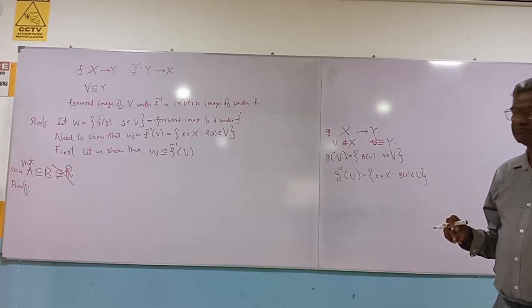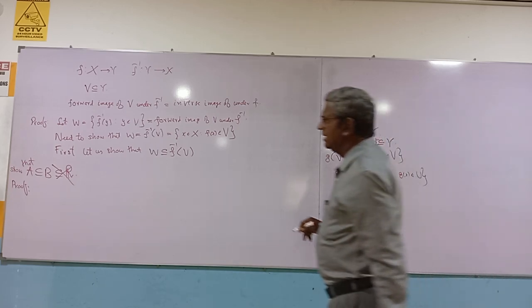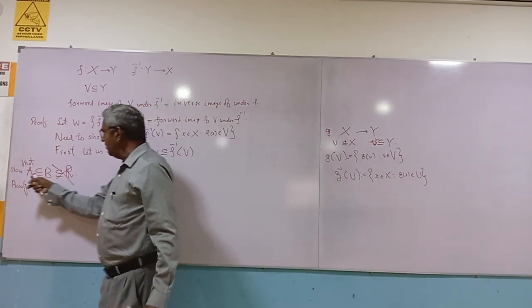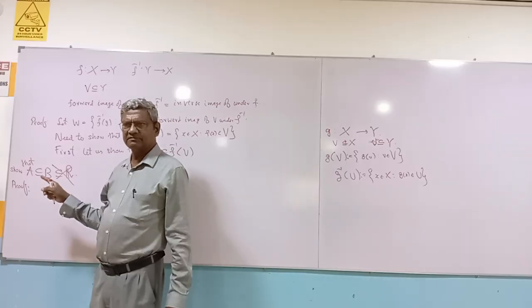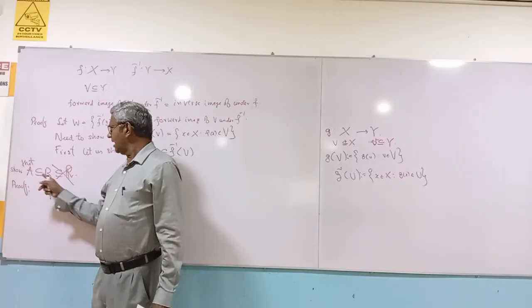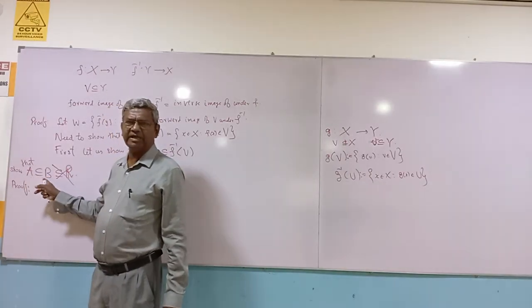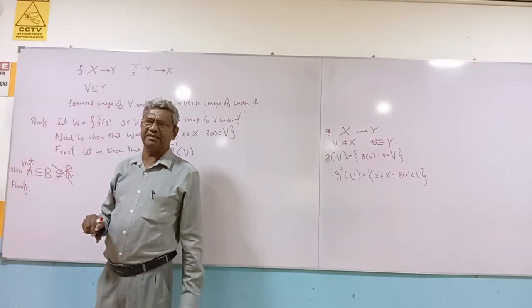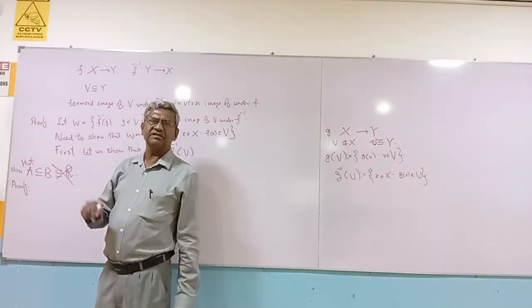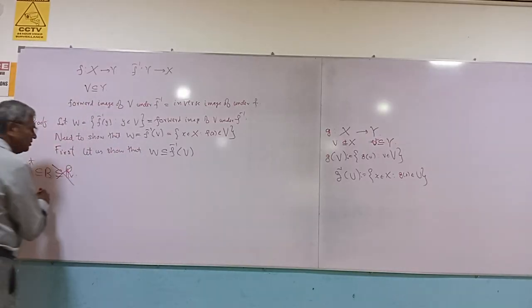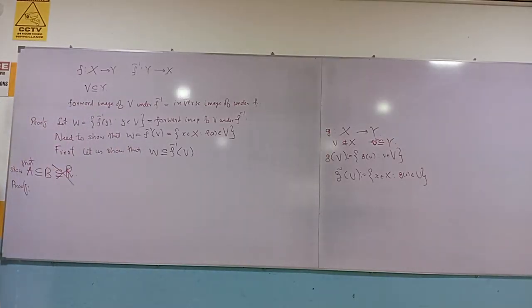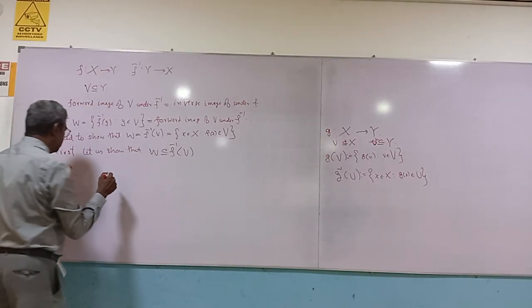Let x belong to W be arbitrary. There is no W, on that thing. Instead of W, A. If you want to write let x belong to A, you have to know that A is non-empty. Otherwise you cannot write it. Suppose x belongs to A. Similarly here you have to write.